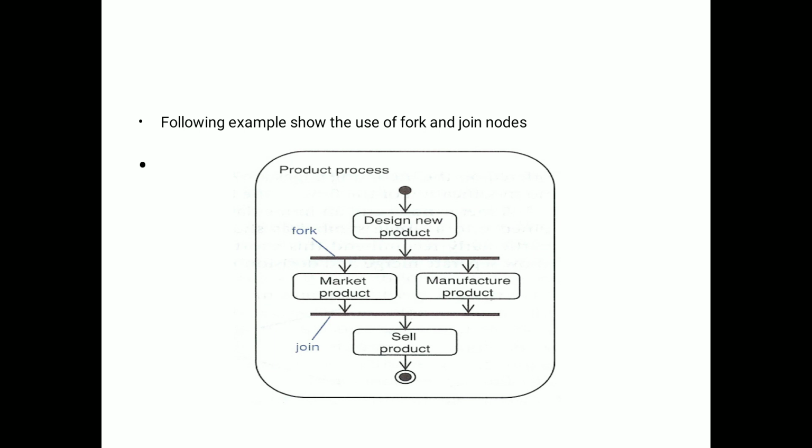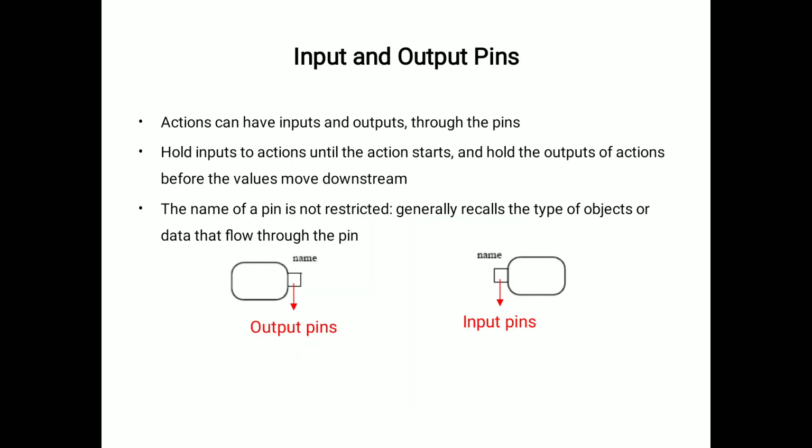Now in the next, input and output pins also can be shown in the activity diagram. Actions can have inputs and outputs through the pins. A pin holds input to the action until the action starts, and holds the outputs of the action before the values move downstream. The name of the pin is not restricted, generally it recalls the type of objects or data that flow through the pin. So output pin you can see here, and input pin also you can see here.